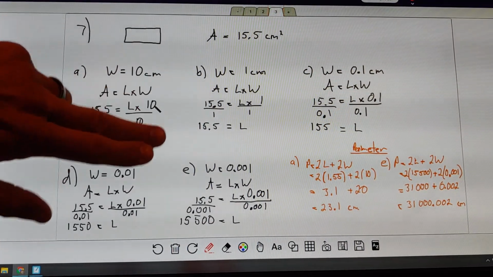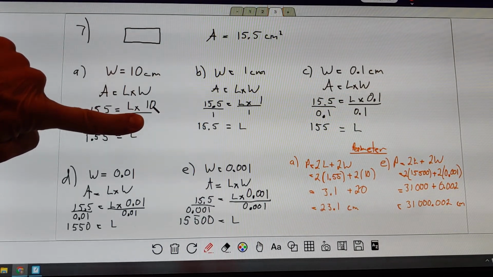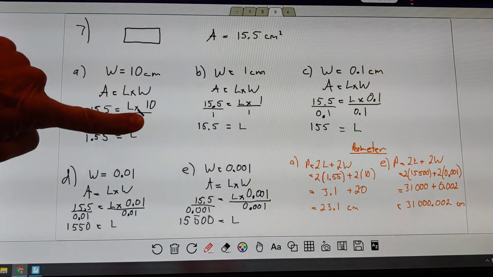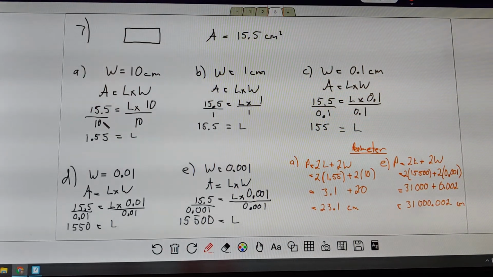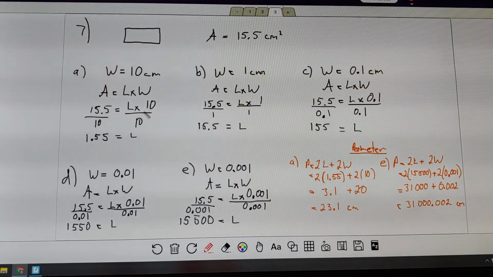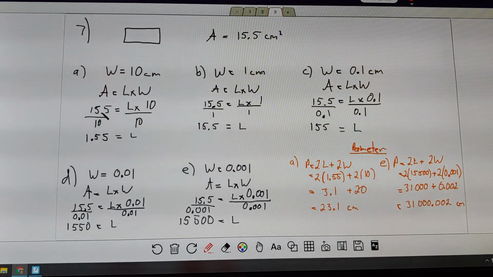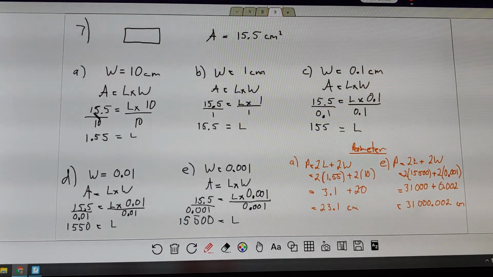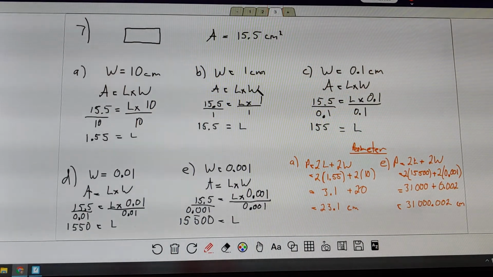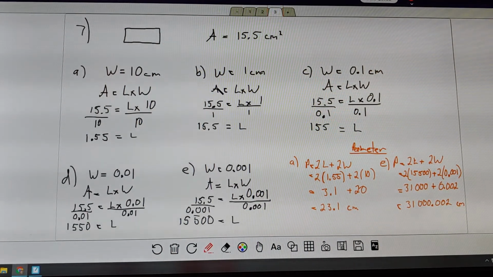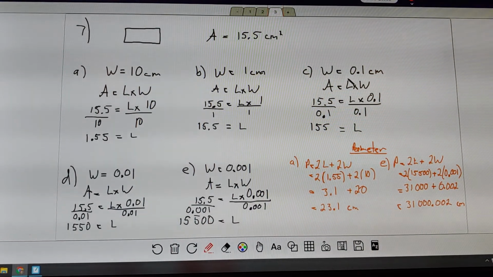So looking at this like an algebra problem, we want length by itself. So if it's being multiplied by 10, we're going to do the opposite. We divide by 10, and then we divide by 10 over here. Length times 10 divided by 10 leaves us with just length. And then 15.5 divided by 10, well, it's going to get 1 power of 10 smaller, so 1 decimal place smaller, 1.55. Same thing with here, except width is now 1 centimeter, so 15.5 is the area, don't know length, width is 1. Divide both of them by 1, the length is 15.5.